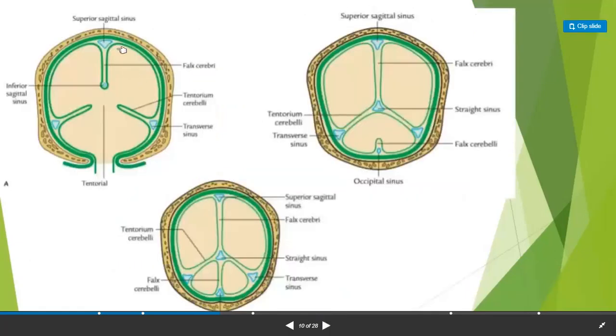Then you can see the section of the head and neck has been taken at various levels. Between the two cerebral hemispheres, the fold of dura mater is the falx cerebri. Between the cerebral hemispheres and cerebellar hemispheres, the fold of dura mater is the tentorium cerebelli. Between the two cerebellar hemispheres, the fold of dura mater is the falx cerebelli.